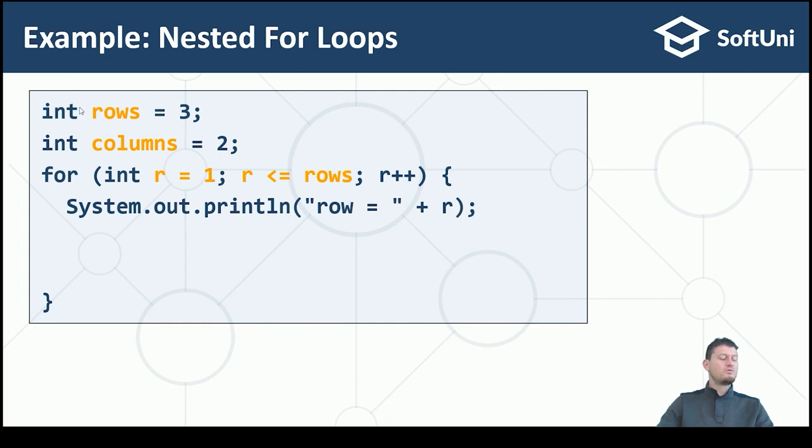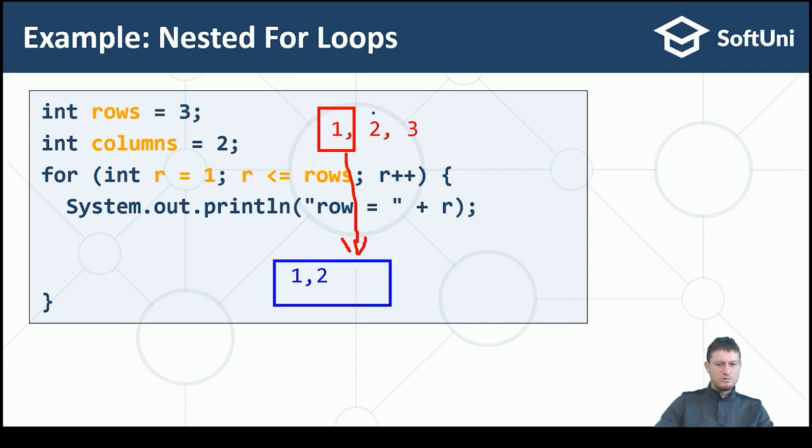We want to print a table consisting of 3 rows, each holding 2 columns. So we iterate for the variable r from 1 until the number of rows. So it will iterate like this: 1, 2, 3. Inside it, I want for 1 to have the numbers here from 1 until 2.